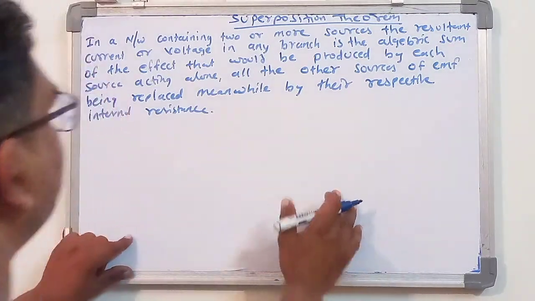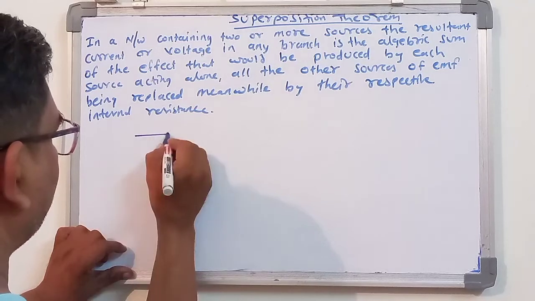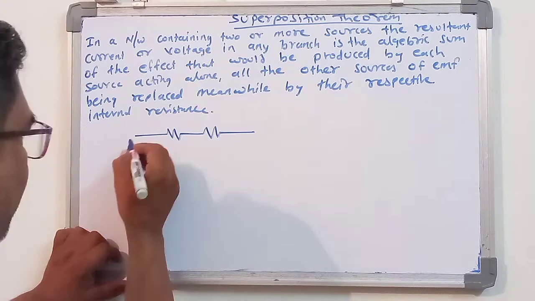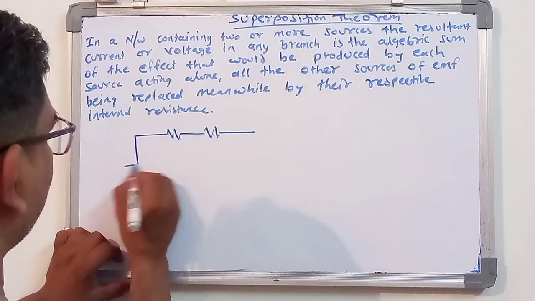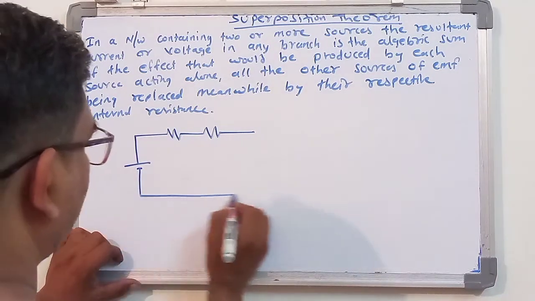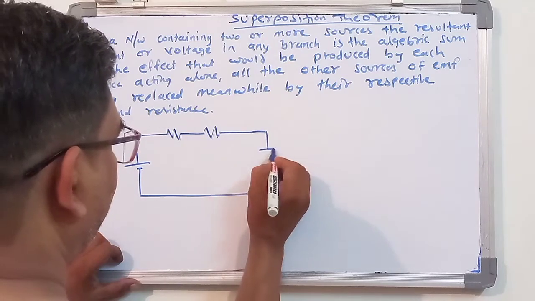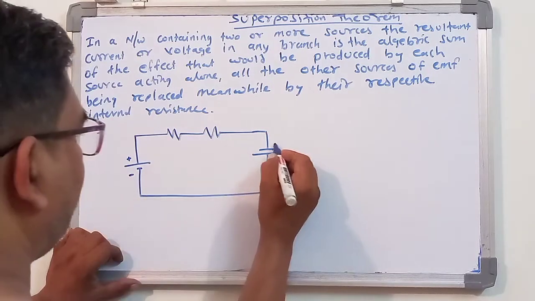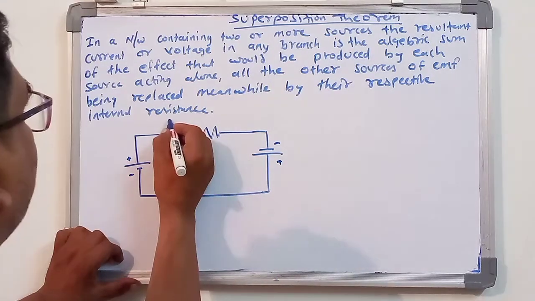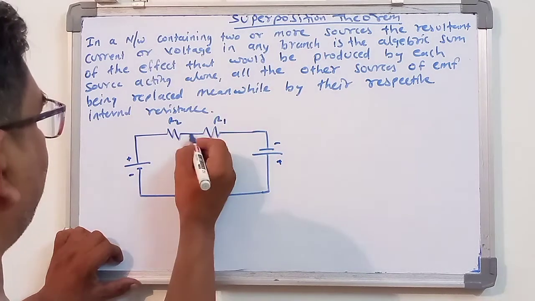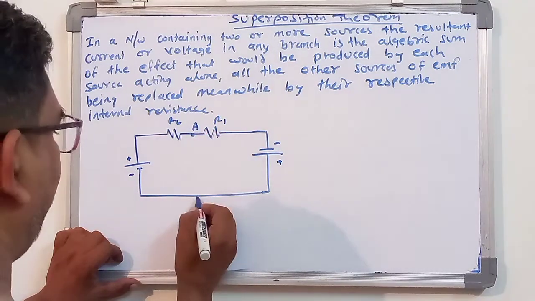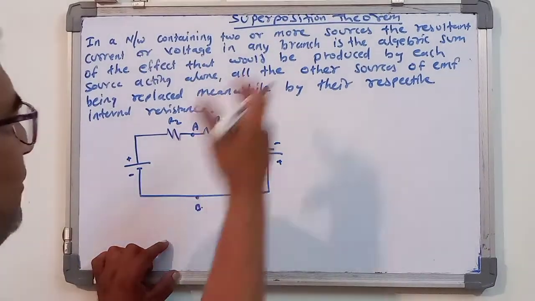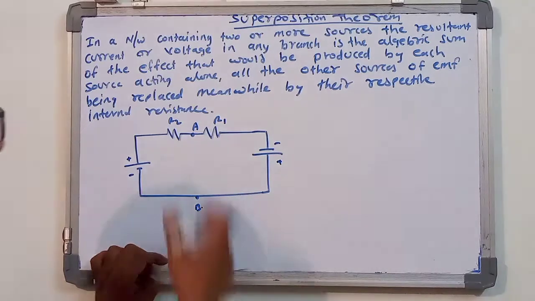So consider this circuit. Two resistors have been assigned to you with voltage sources like this, with the opposite polarity given here. You have to mark positive, negative, negative and positive. Here it is the resistor R2, here it is R1, with terminals A and B. So this is the circuit for this particular definition.